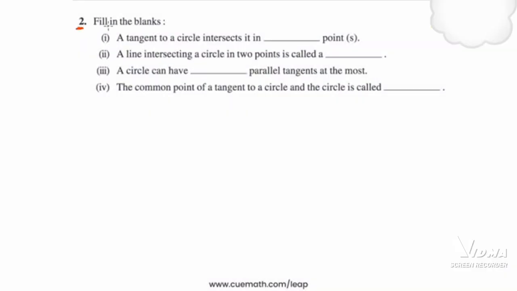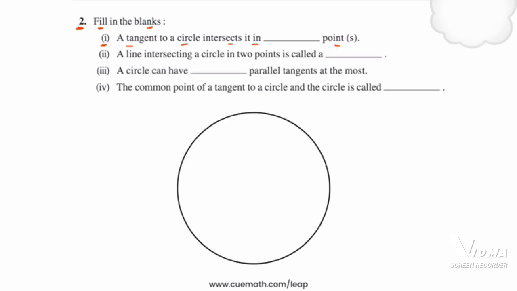In question 2 of this exercise, we have to fill in the blanks for each of the 4 given statements. So the first statement says, a tangent to a circle intersects it in blank points. So basically this is asking a tangent to a circle intersects it in how many points. So for any circle, we know that if we draw a tangent to that circle, it just touches that circle.